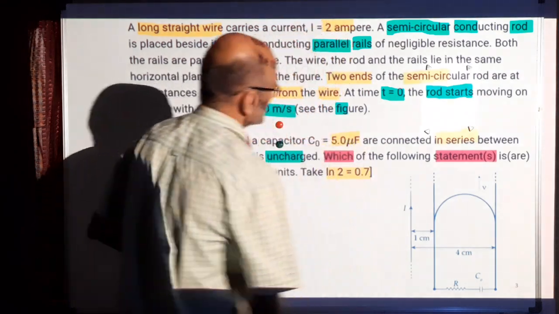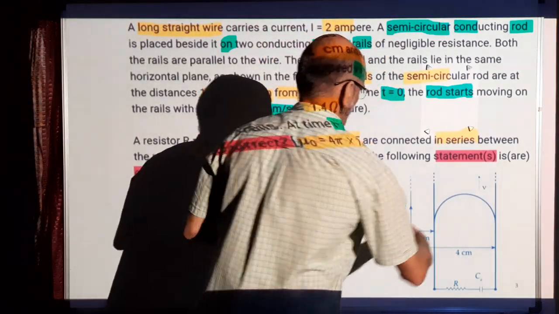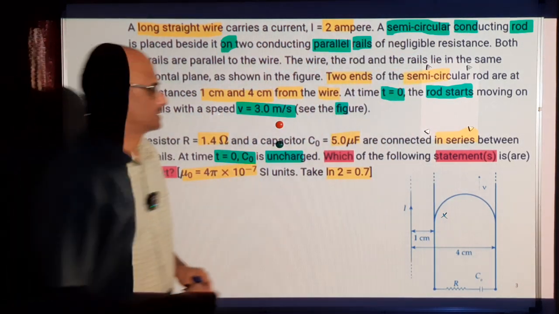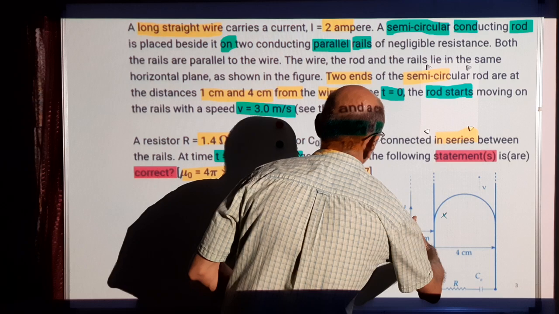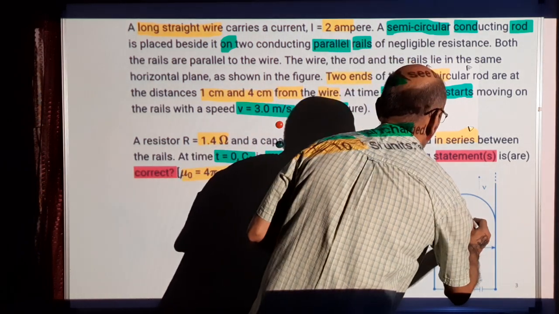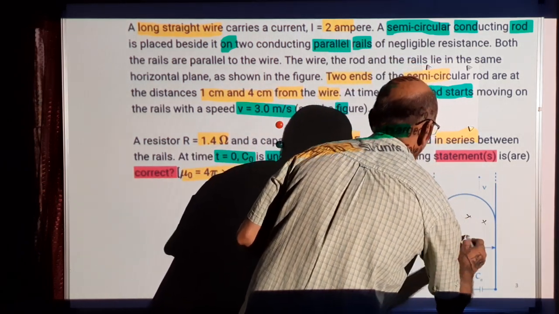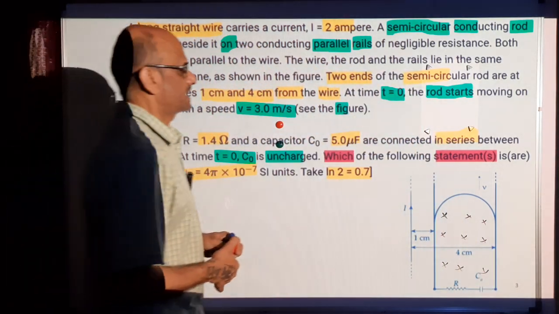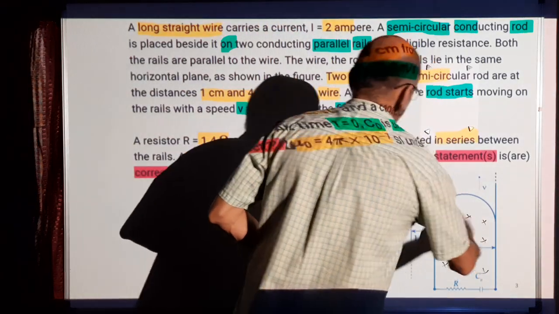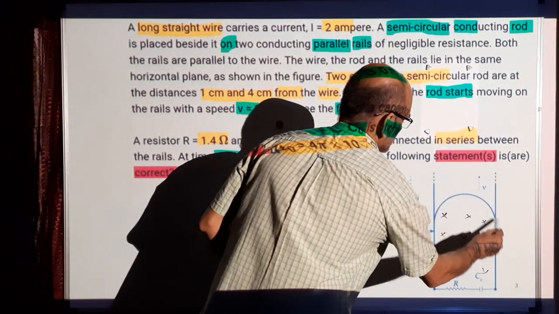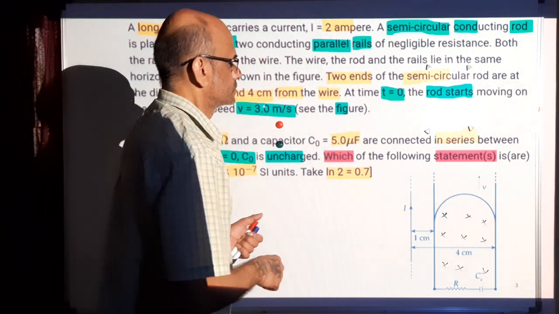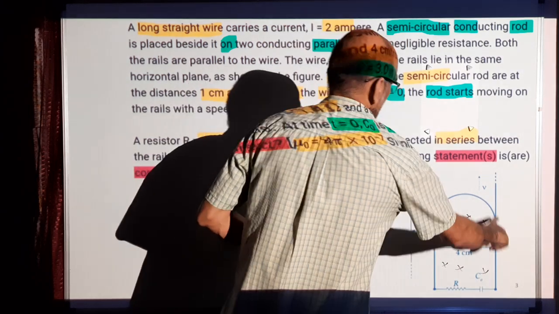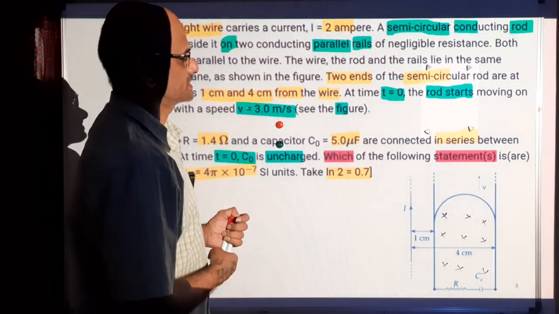Because of this current, there will be a magnetic field in this direction, cross. It's given by the right hand rule: thumb along the direction of the current, and the four fingers will curl. This magnetic field will produce a flux linking this circuit. This is a closed circuit. That flux will change as a function of time because the rod is moving. So more area is coming under this closed path, and the flux will increase as a function of time.